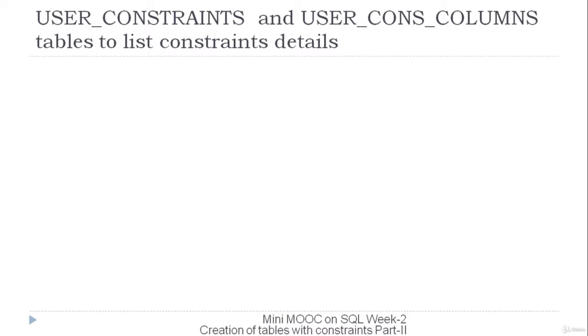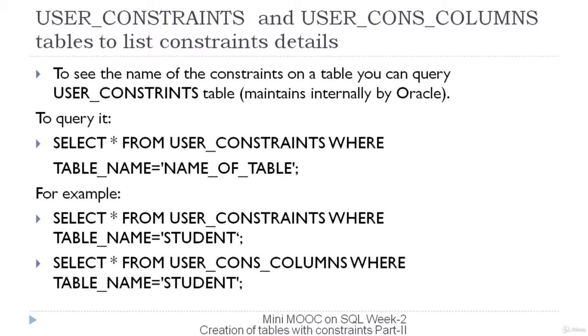To view the details about constraints, we can use the user_constraints and user_cons_columns tables. These are the two tables which are maintained internally by Oracle to store the information about constraints. We can query these tables through a statement like select star from user_constraints where table_name equal to the name of the table. It is important to specify the name of the table in uppercase because it is internally stored in uppercase. We can query both the tables in the same way. Let us execute these statements to check the results.